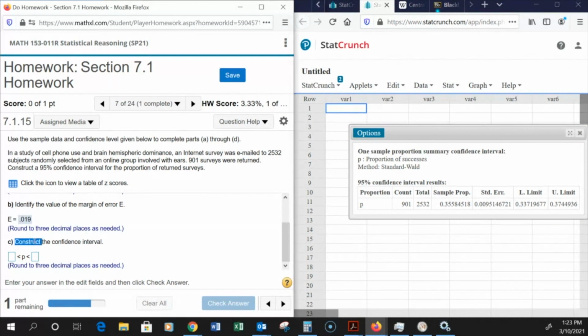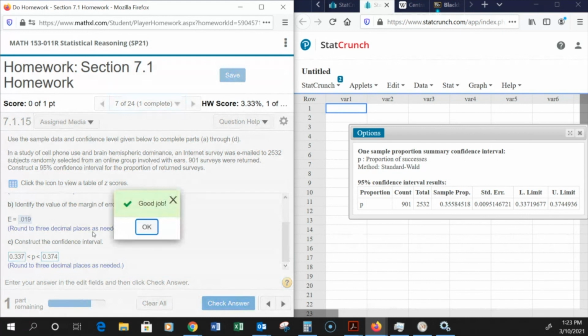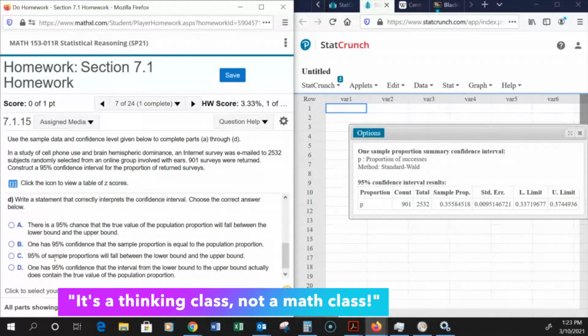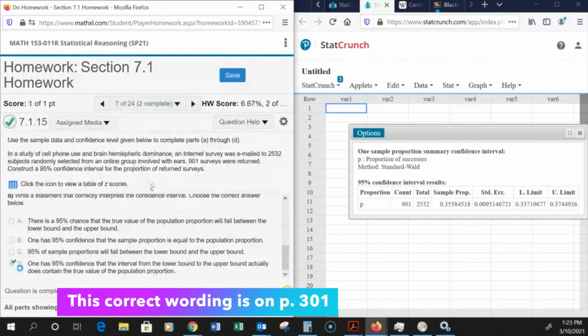Construct the confidence interval. We've already done it. It goes from 0.337 to 0.374. And what does this mean? We're 95% confident that the interval does actually contain the true value. That's the right way to say it, and you want to practice that.